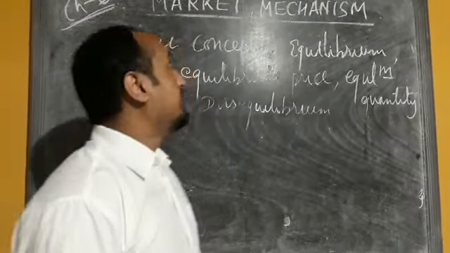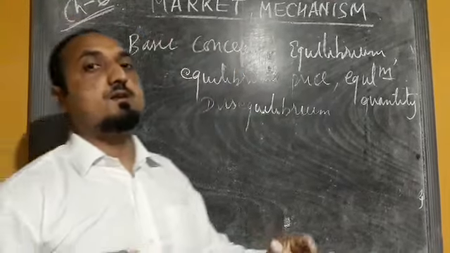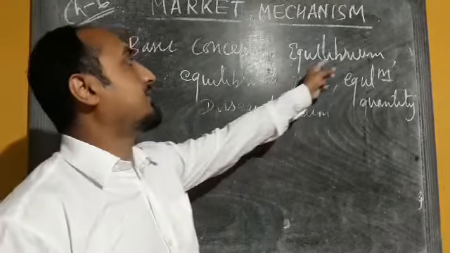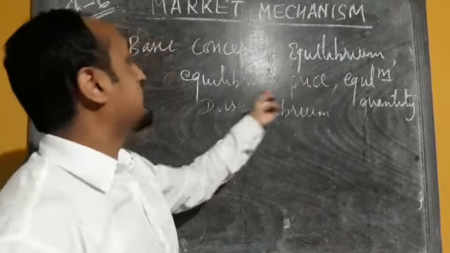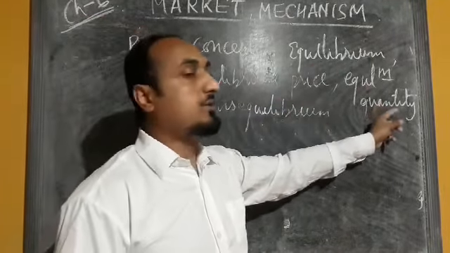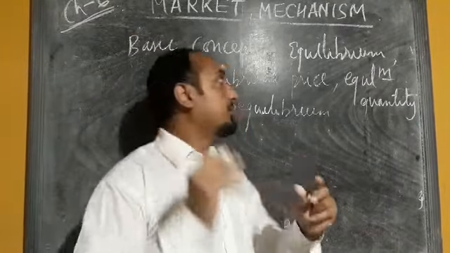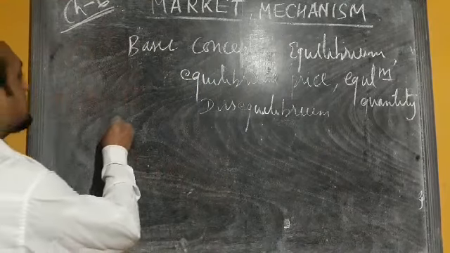Now, before moving to this market mechanism, there are a few basic concepts we need to understand. First one, we have equilibrium. Next one, we have equilibrium price. Next one, we have equilibrium quantity. We have disequilibrium. We will discuss this concept one by one. So first, we'll move to equilibrium.